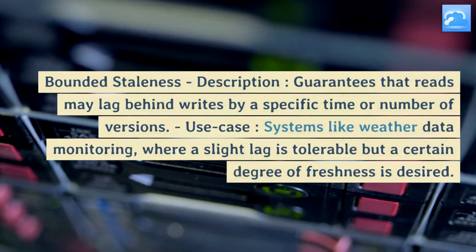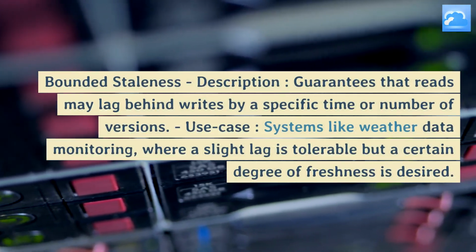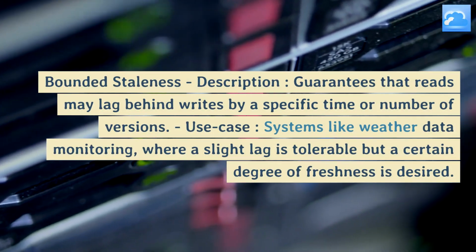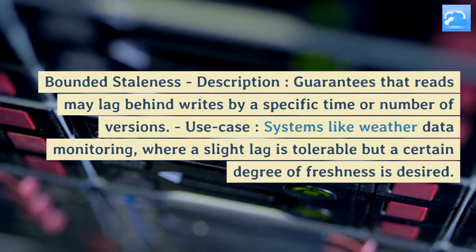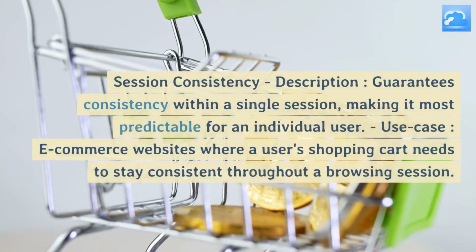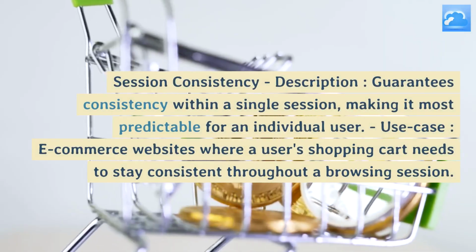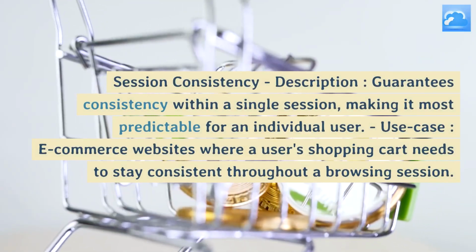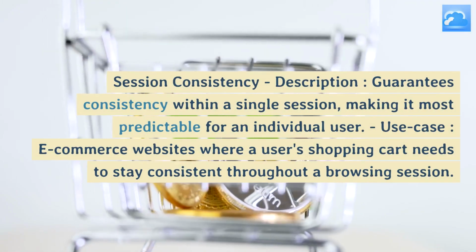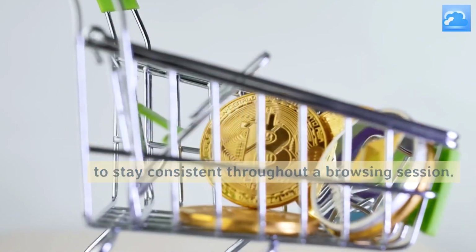Bounded staleness. Description. Guarantees that reads may lag behind writes by a specific time or number of versions. Use case. Systems like weather data monitoring, where a slight lag is tolerable but a certain degree of freshness is desired. Session consistency. Description. Guarantees consistency within a single session, making it most predictable for an individual user. Use case. E-commerce websites where a user's shopping cart needs to stay consistent throughout a browsing session.